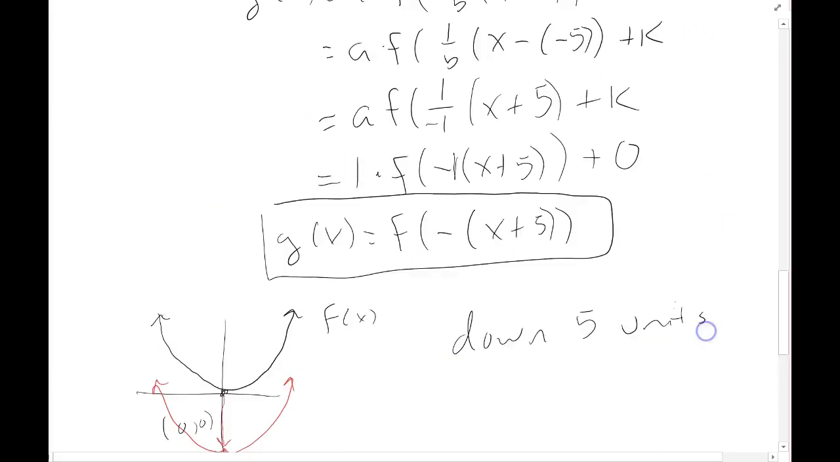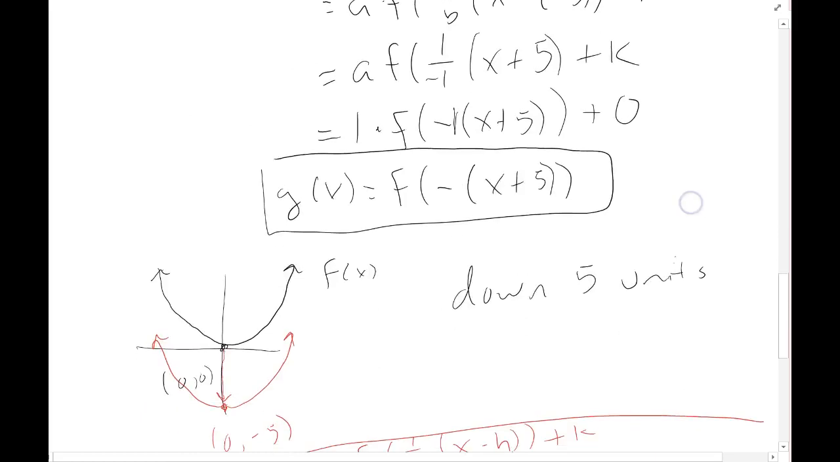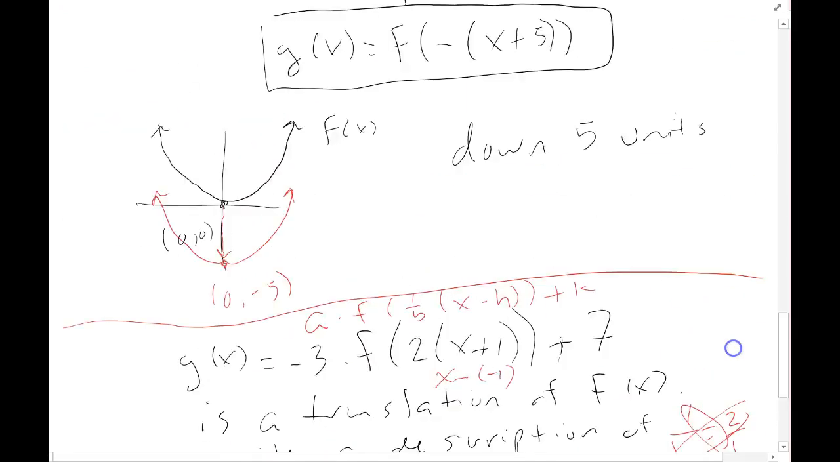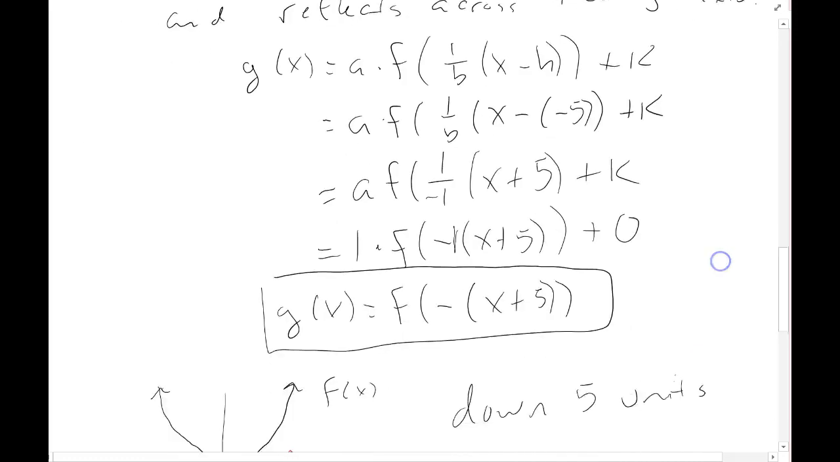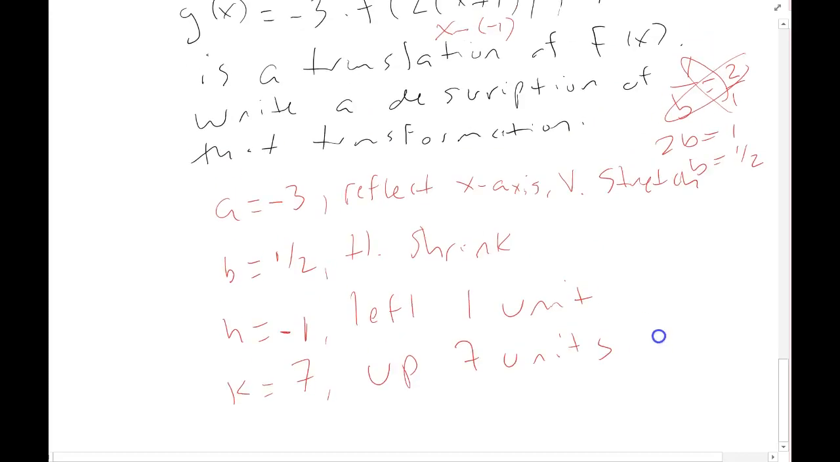And now I'll go look at my h. So my h is -1. Well, -1 is less than 0, so I must be going left 1 unit. And my k value is 7. So 7 is greater than 0, so I must be going up 7 units. And there's that. So you might also be asked to do something like this.